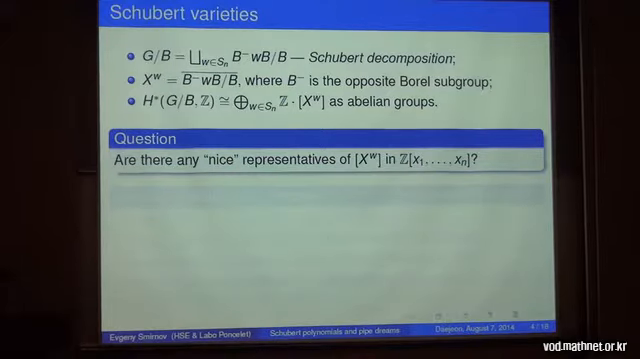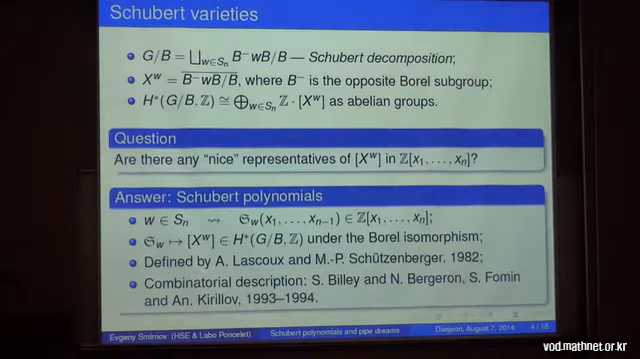And the answer was obtained in the late 70s or early 80s by Lascoux and Schützenberger, and before that much of this work was done by Bernstein, Gelfand and Gelfand. They described Schubert polynomials, some nice polynomials which represent the classes of those X_W. They correspond to certain nice lifts of those classes into the polynomial ring. And they have many properties.